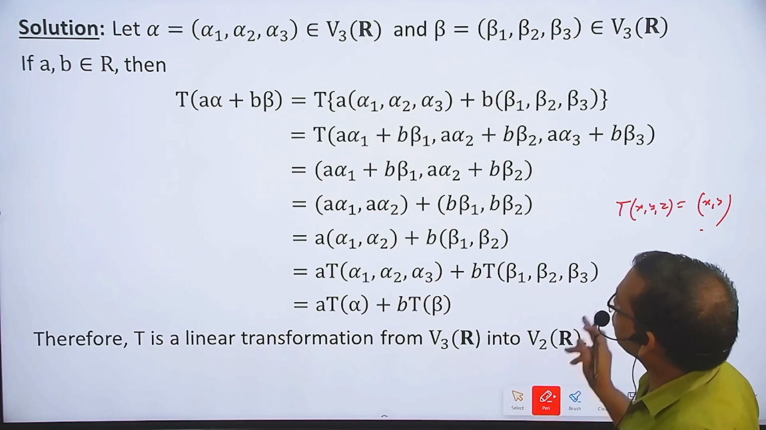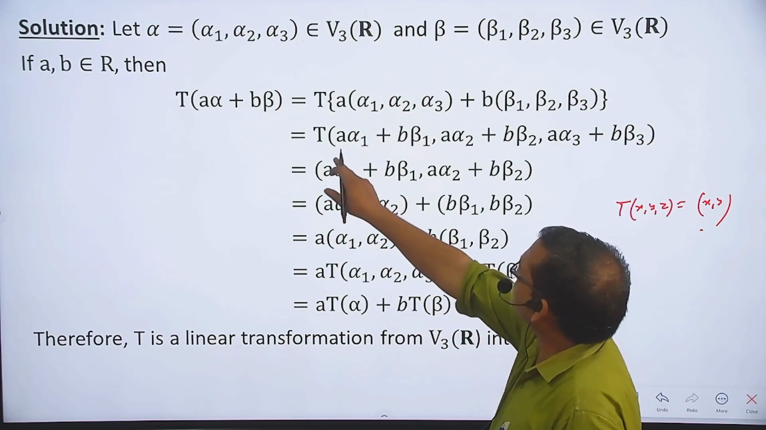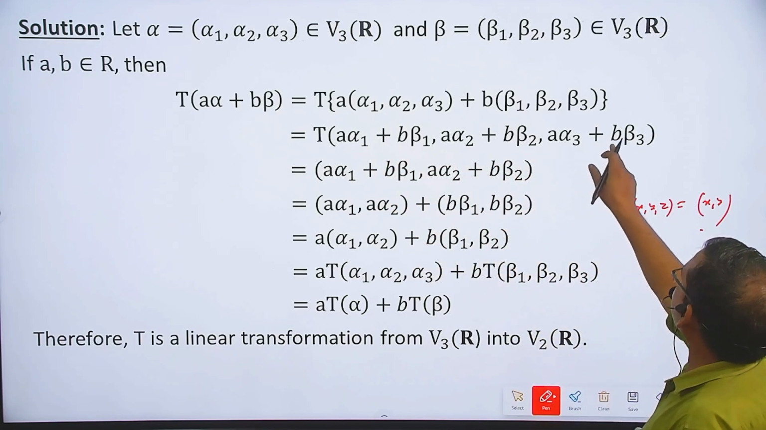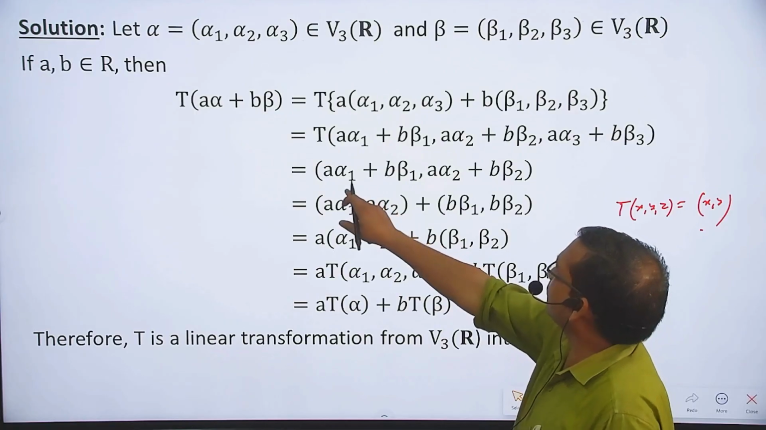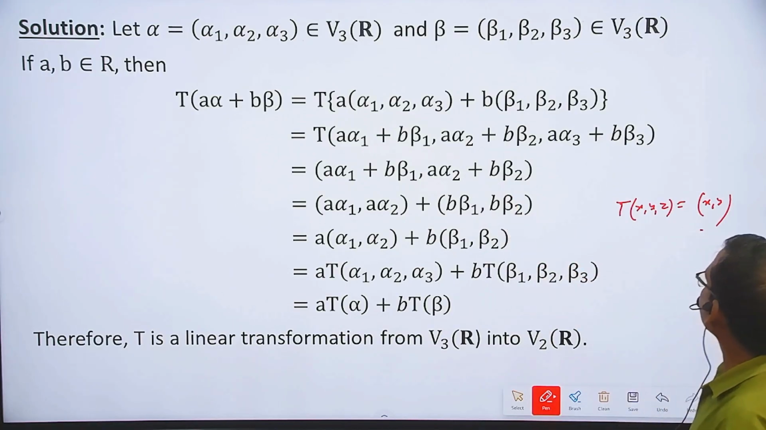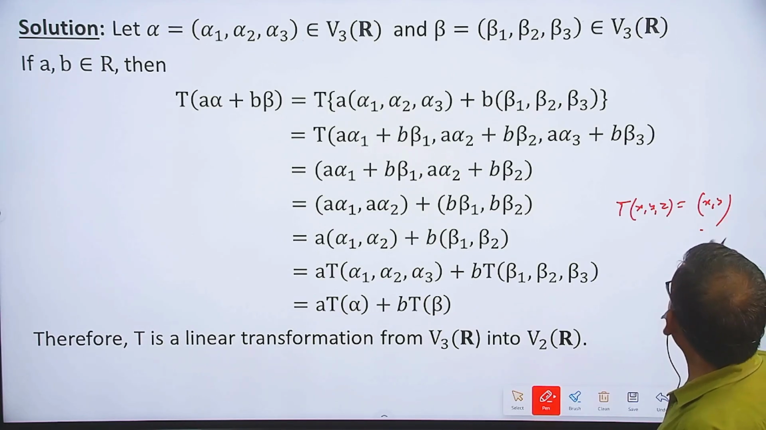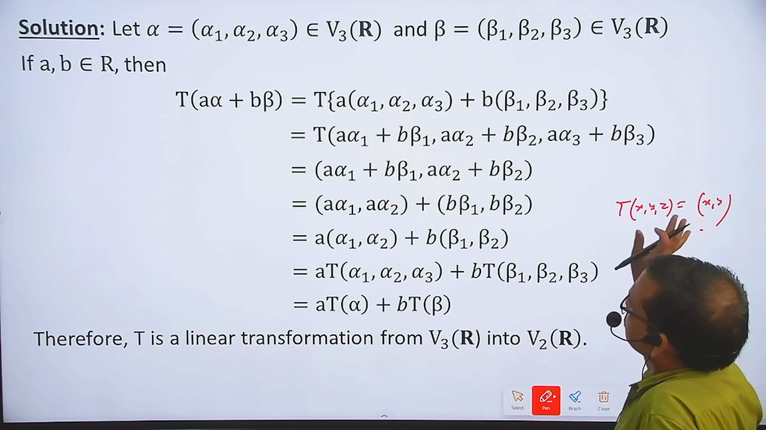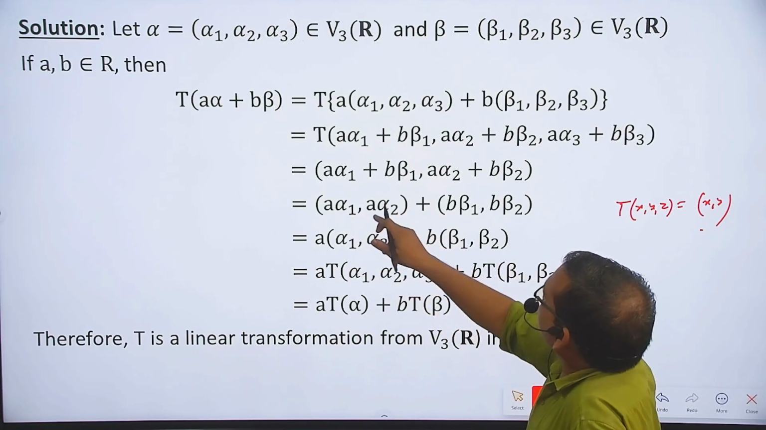So by the given function we can write T(aα1 + bβ1, aα2 + bβ2, aα3 + bβ3) is equal to the first component, according to the function, aα1 + bβ1, and the second component aα2 + bβ2. Since in the given function the third component is not taken, we will leave the third component.